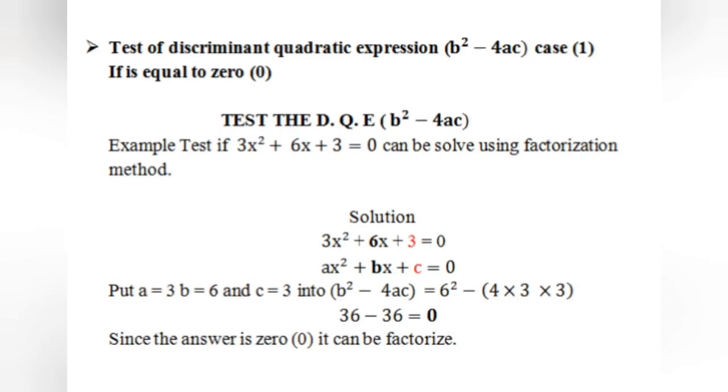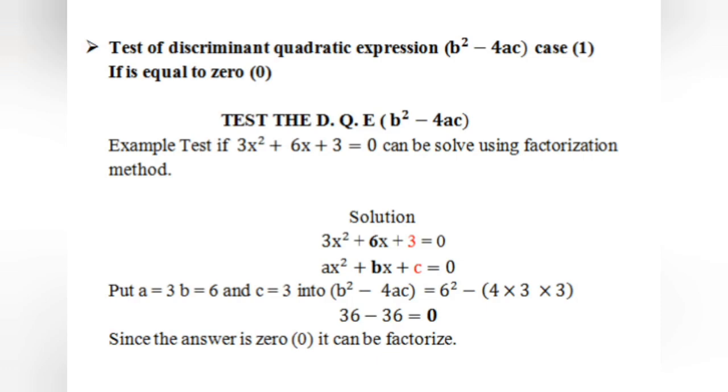Test of discriminant quadratic expression b squared minus 4ac. Case 1: if it is equal to 0. Test the discriminant quadratic expression b squared minus 4ac. Example, test if 3s squared plus 6s plus 3 is equal to 0 can be solved using the factorization method.